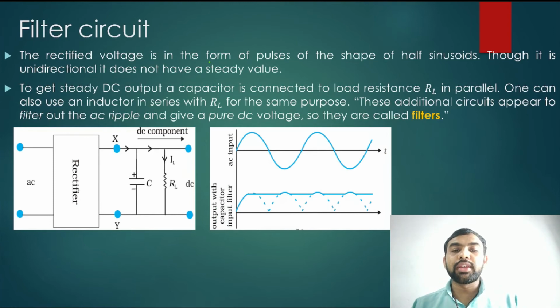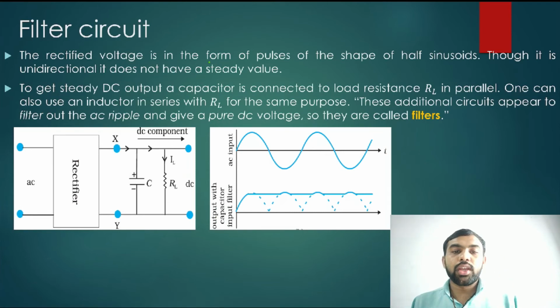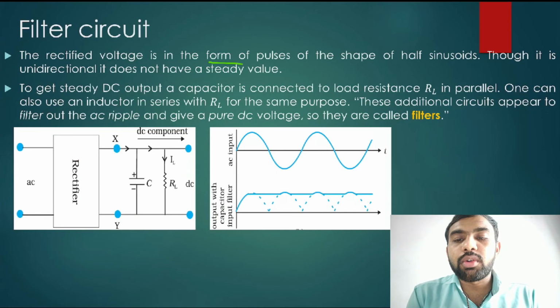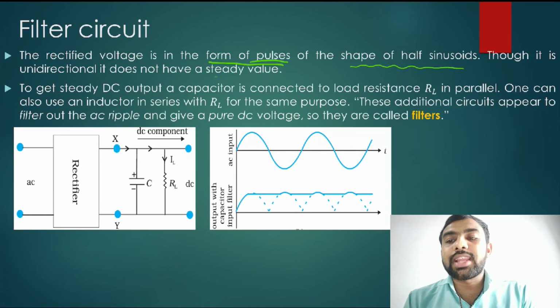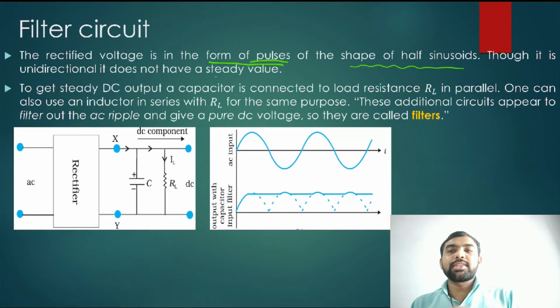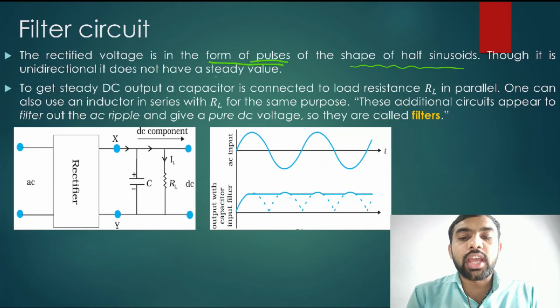So what is the role of the filter circuit? This filter circuit converts the unidirectional pulsating voltage or current into direct current. Rectifier voltage is in the form of pulses. Its shape is like a half sinusoidal. Though it is unidirectional, it does not have a steady value.